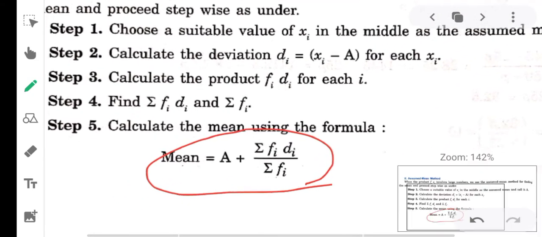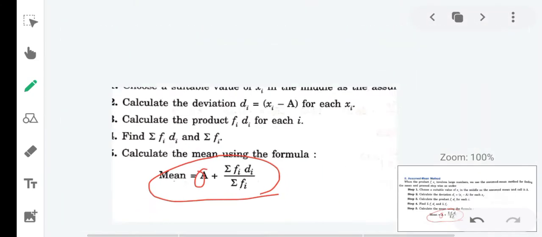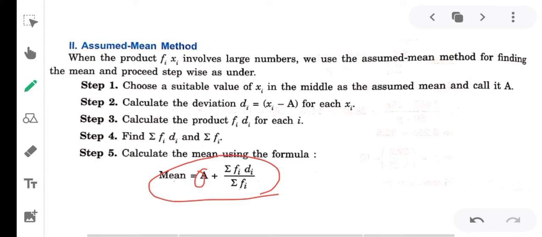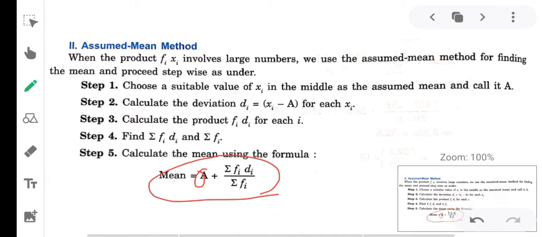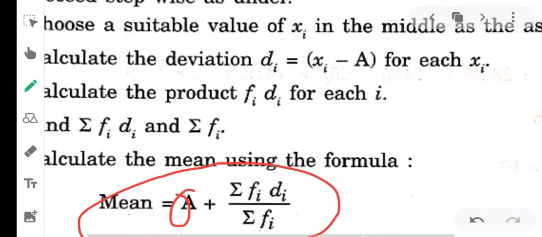So what is a? A is the assumed mean. Assumed mean means the middle observation. And di stands for deviation, and the formula for deviation is xi minus a, where a is the assumed mean. So xi minus a is the value of di.